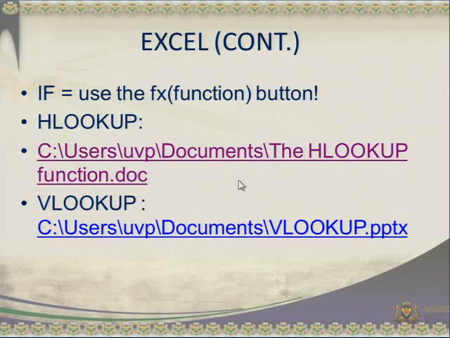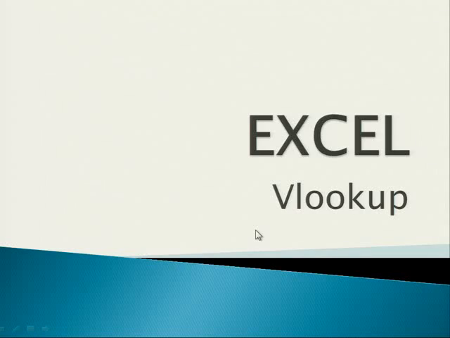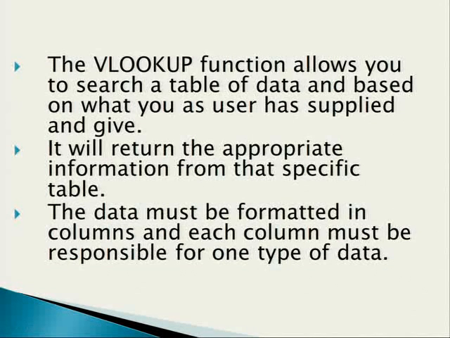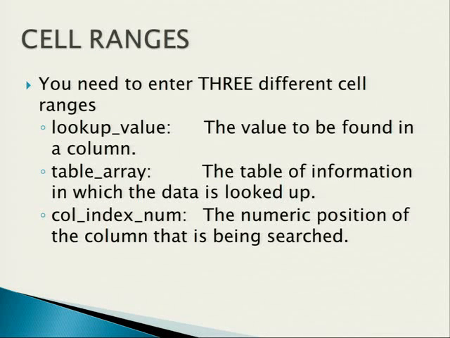Then we come to VLOOKUP, which is the vertical lookup. And here, just to recap, because this is one that you usually struggle with, the VLOOKUP function allows you to search a table of data and, based on what you as a user have supplied, it will return the appropriate information from that specific table. The data must be formatted in columns and each column must be responsible for one type of data. Here you need to enter three different cell ranges.